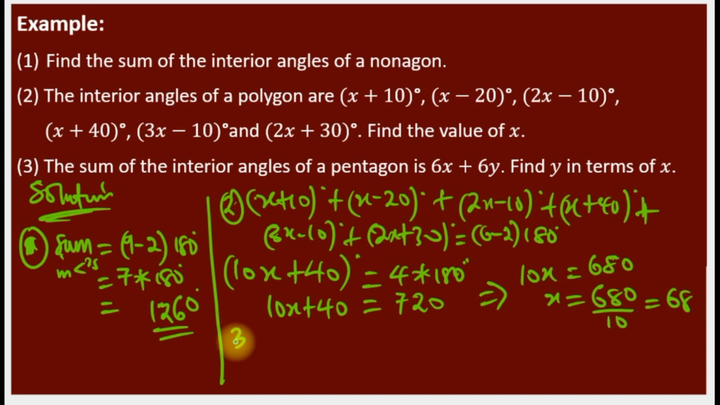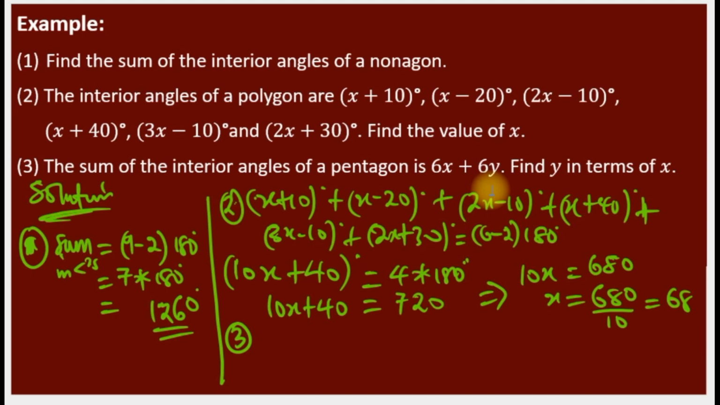So finally, the last one, they said the sum of the interior angles of a pentagon is 6x plus 6y. We're asked to find y in terms of x. Whenever you're asked to find y, something in terms of something, they're telling us to make y stand alone. Move the others to the other side of the equation. Let it stand alone. Depending, if you want it on the left hand side, you keep it there while you move the others to the right hand side. Or if you want it on the right hand side, you move the others. That's the meaning. So we'll make it the subject of formula.